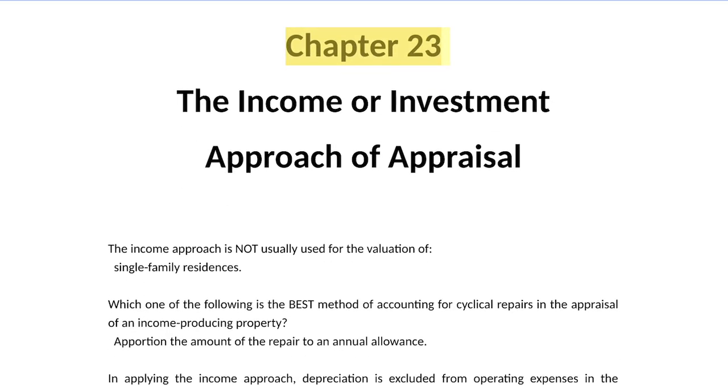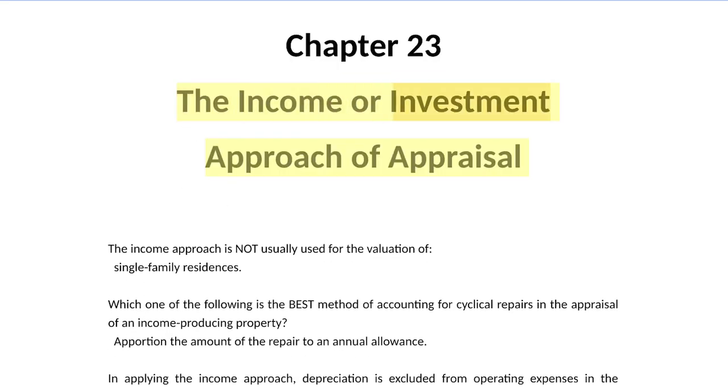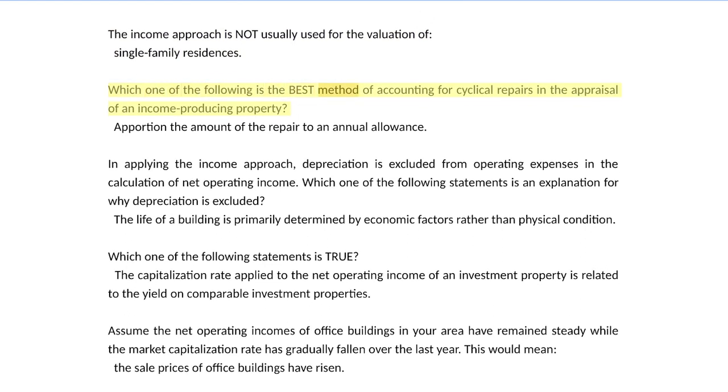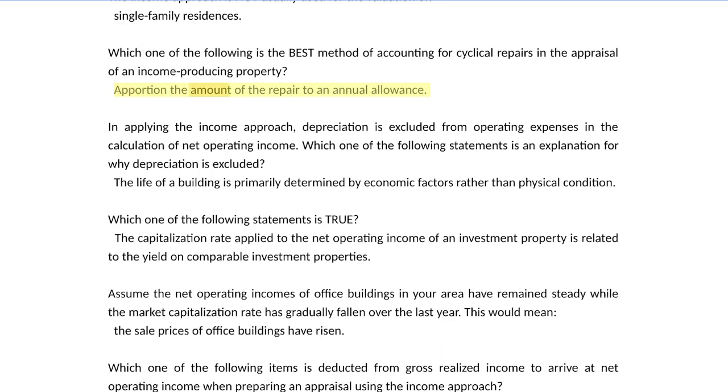Chapter 23. The Income or Investment Approach of Appraisal. The income approach is not usually used for the valuation of single-family residences. Which one of the following is the best method of accounting for cyclical repairs in the appraisal of an income-producing property? Apportion the amount of the repair to an annual allowance.